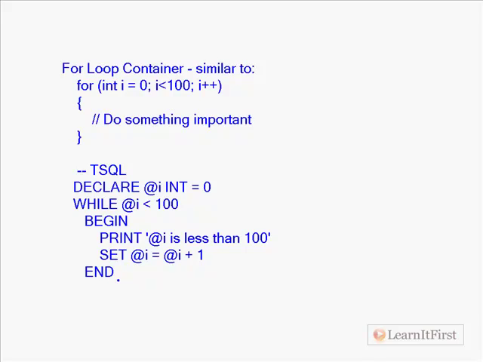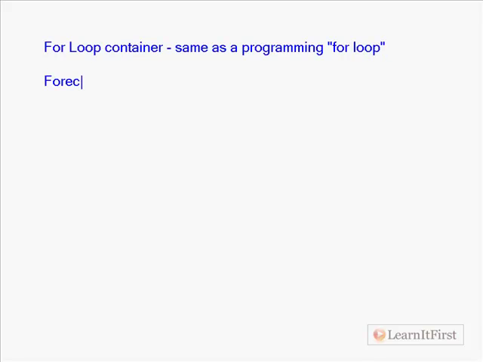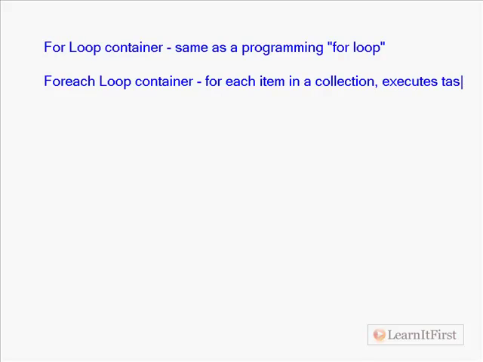Now, a for each loop container, see, I'm going to quickly run out of paper, so if you want to keep that, take yourself a screenshot, because I'm going to make a new piece of paper here. So if we said that the for loop container was same as a programming for loop, right? Then the for each loop container is also very similar, but it's for each item in a collection executes a set of tasks. Okay, and it could be one task or multiple tasks.